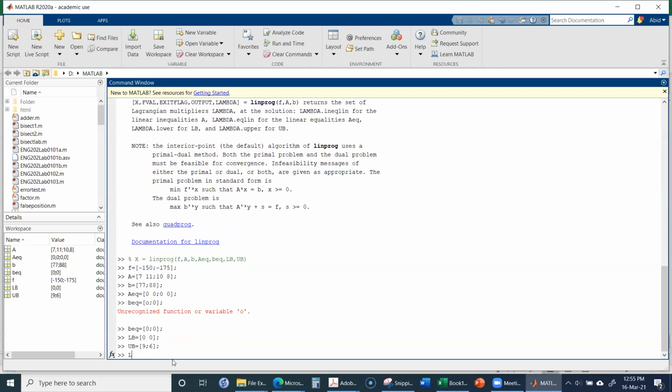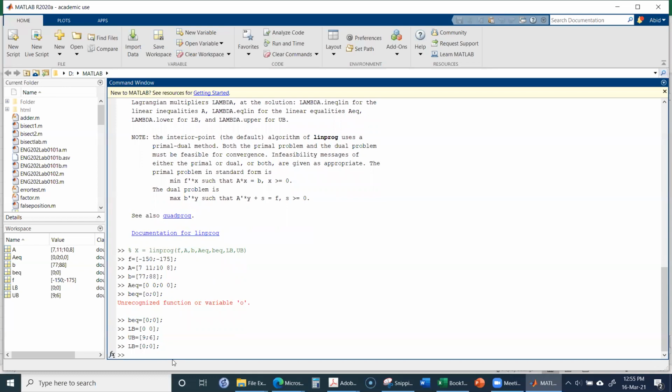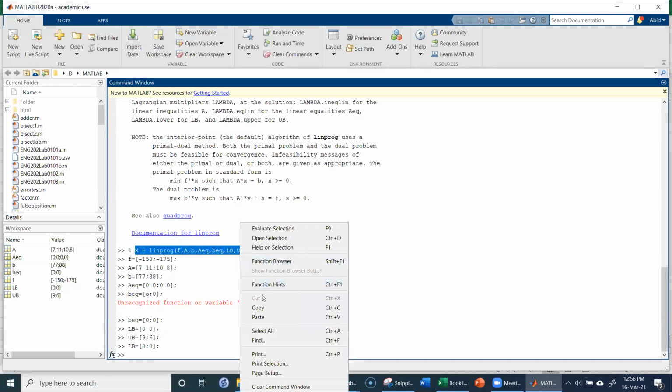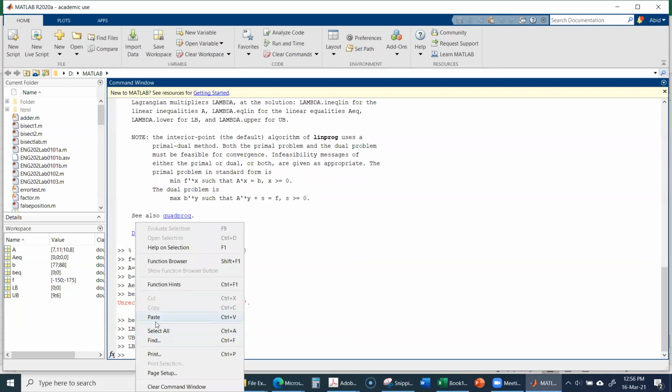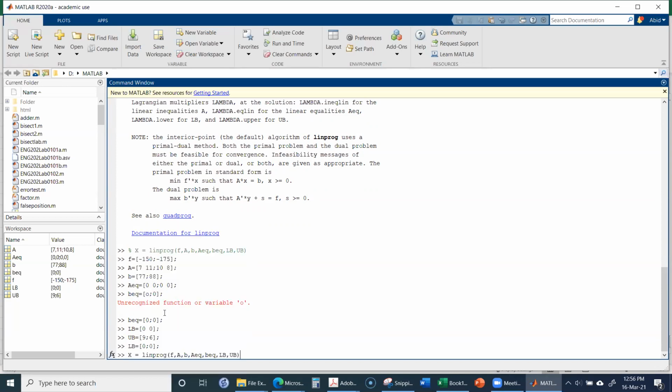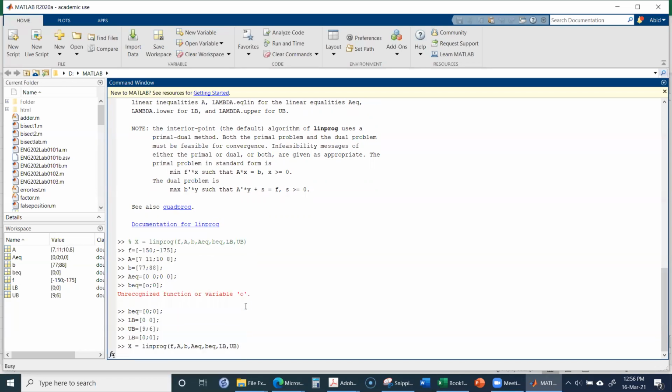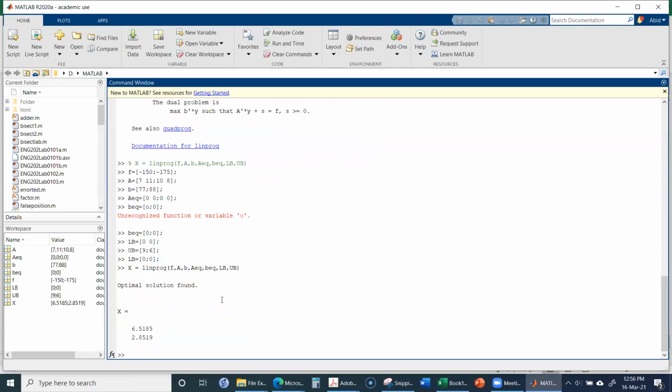And I think I should define the lower bound again, okay? Because I put it like a column matrix, a row matrix. So 0, 0, okay, like this. So now I have defined all these values over here. And now I can put this command like this and then see what answer we get. Okay, so optimal solution was found. So X is equal to 6.5185 and 2.8519.